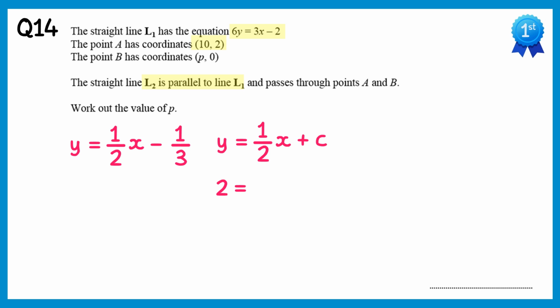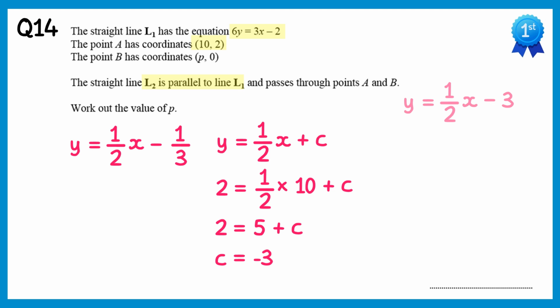So 2 equals 1/2 times 10 plus c. If we leave the left as 2 equals, on the right 1/2 times 10 is 5, and then plus c. If you take 5 from both sides, you'll get c equals -3. This means the equation of line L2 is y equals half x take away 3.